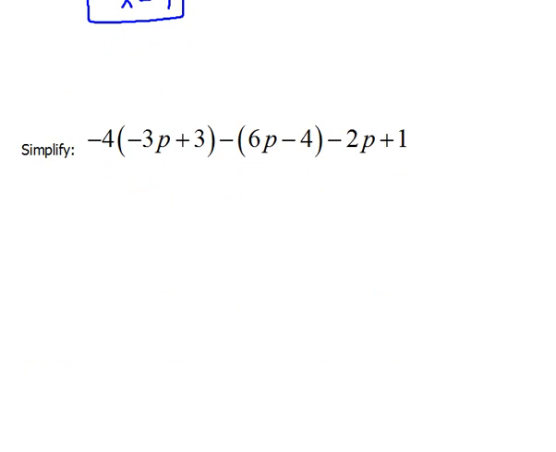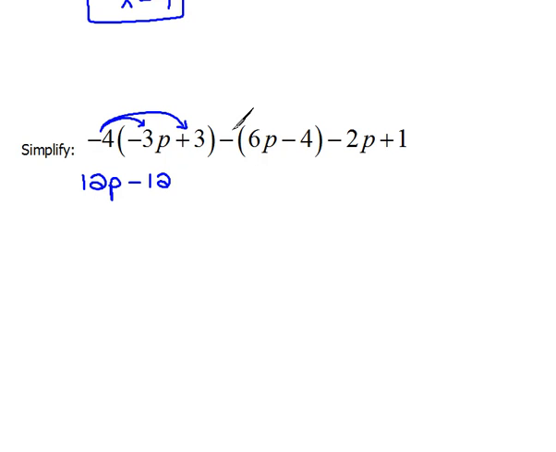Now on this last one, we have a couple of distributions again to do. We're going to first of all distribute our negative 4. Again, the sign goes with it. So negative 4 times negative 3p would be a positive 12p. Negative 4 times positive 3 would be negative 12.